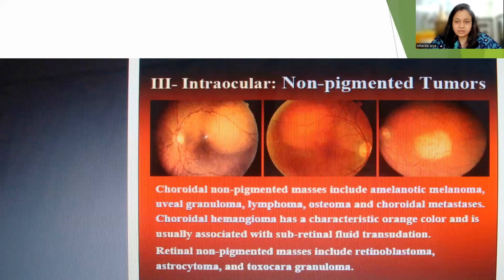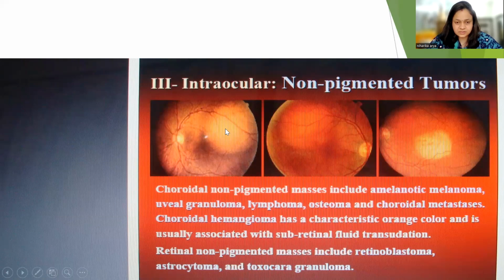The other group is the non-pigmented tumors. The choroidal non-pigmented masses include amelanotic melanoma, uveal granuloma, lymphoma, osteoma, and choroidal metastasis. Choroidal hemangioma has a characteristic orange color and is usually associated with subretinal fluid transudation.